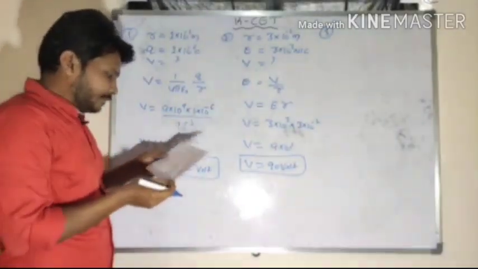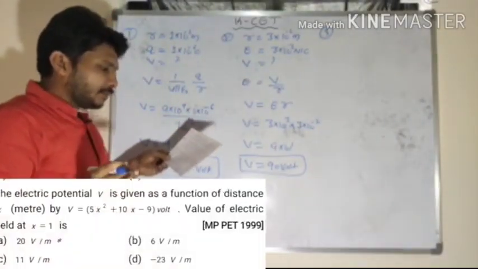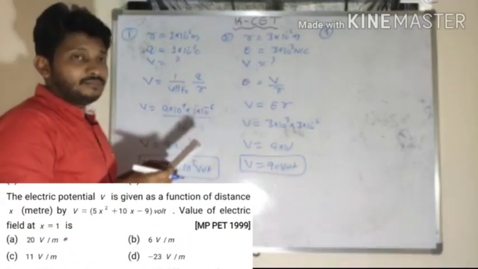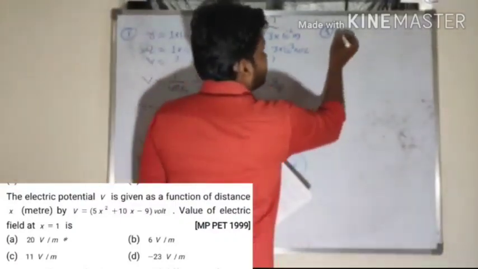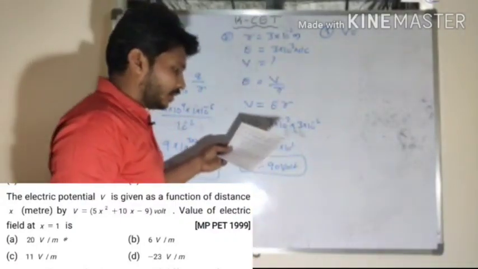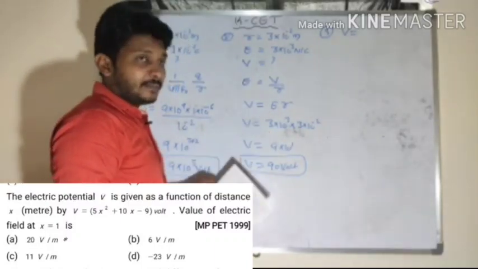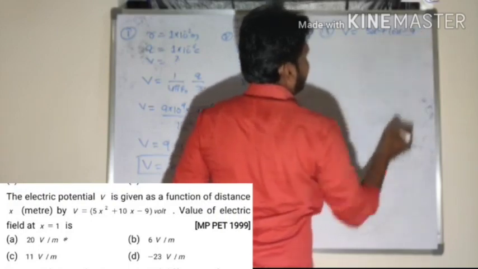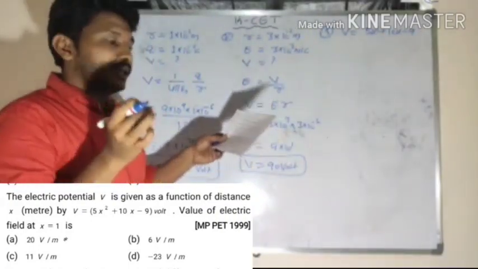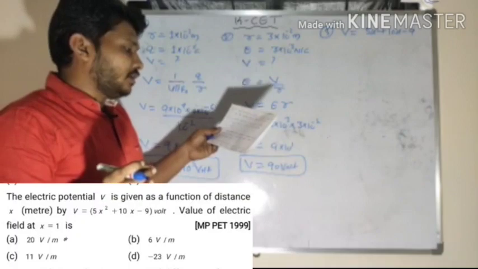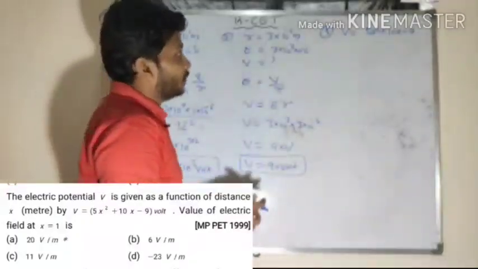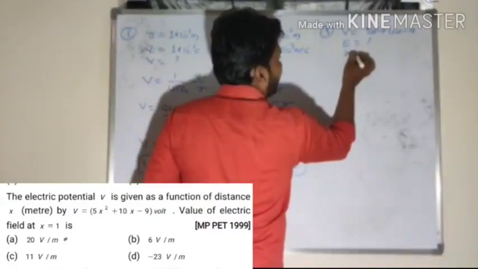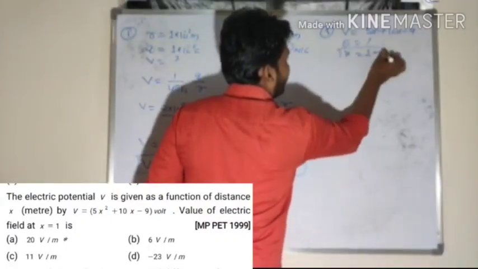So next we will consider electric potential V given as a function of distance x in meter. So potential value is given in terms of an equation. V is equal to 5x square plus 10x minus 9. Find the value of electric field at x is equal to 1. So which value do I need to find out? The electric field value at a distance x is equal to 1 meter.